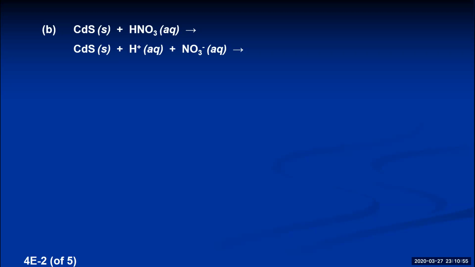Cadmium is underneath zinc on the periodic table. Cadmium and zinc only form positive 2 ions. The cadmium's plus 2, sulfide is negative 2. Hydrogen is plus 1, and in the nitrate ion, the O's are negative 2 each, so the nitrogen has to be positive 5. We know the nitrate component of concentrated nitric acid, when it acts as a strong oxidizing agent, gets reduced to the orange poisonous gas nitrogen dioxide, where the nitrogen's oxidation state is 4. So the nitrogen is going from 5 down to 4. That's the one that's being reduced.